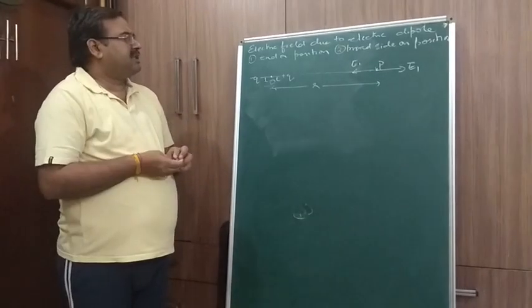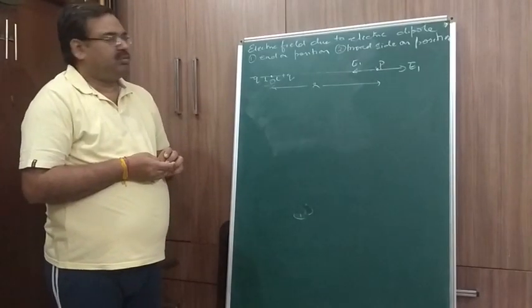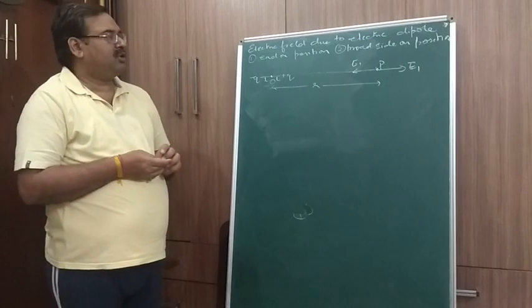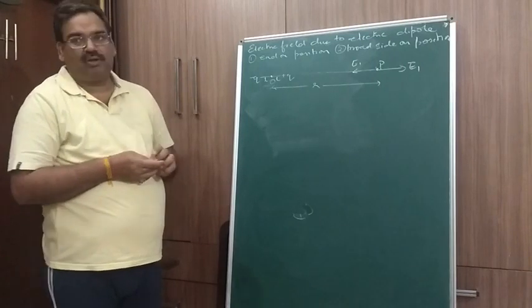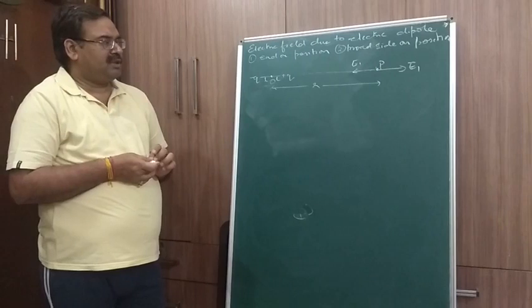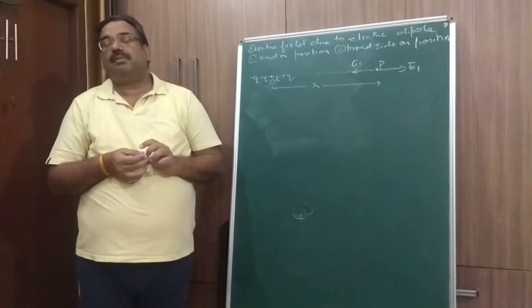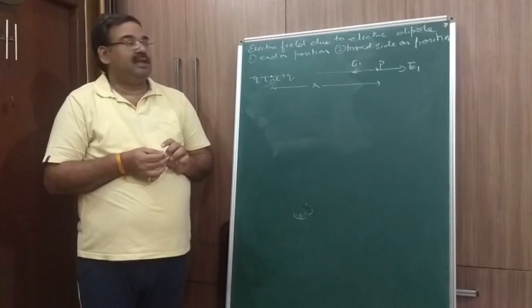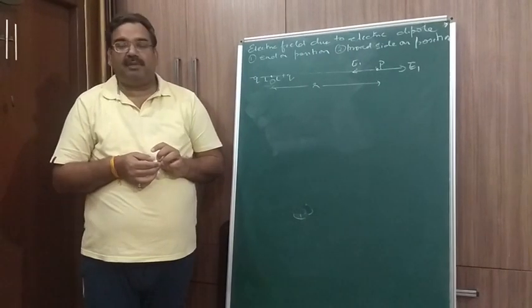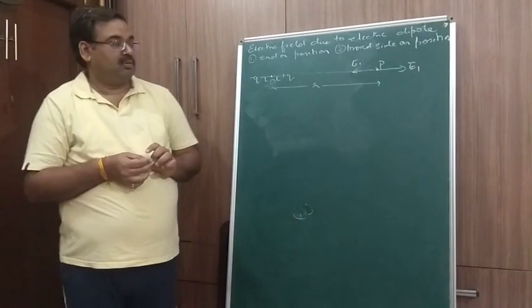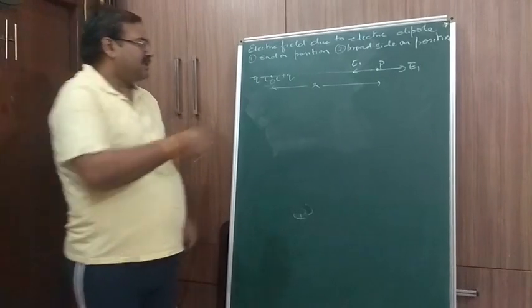So next we will discuss electric field due to electric dipole. Electric field due to electric dipole can be in two positions. One is end-on position or axial position. Second one is broadside on position. The broadside on position is perpendicular. The electric field is to be calculated on the perpendicular bisector of the electric dipole. So first one we will discuss end-on position.